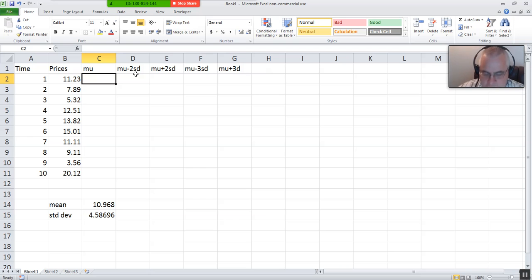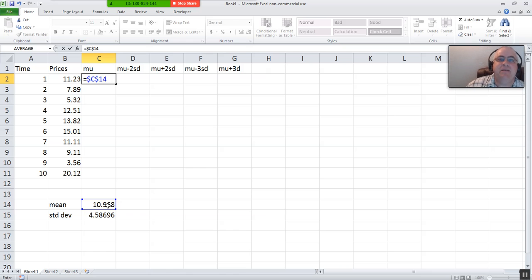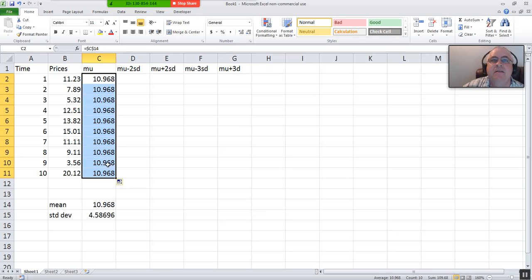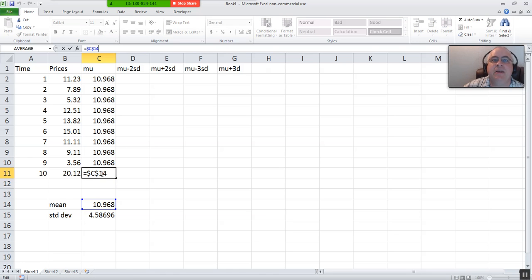Now, first off on the mu here, I'm going to do an equals. And where I got my mean at is in C14. But I'm going to put a $C, $14. The dollar signs refers to an absolute referencing. So if I press enter then, now if I fill this down, they'll all be the same. If I click any one of these, you can see the formula is C14. By putting the dollar signs, when you fill it down, it will not automatically adjust the row.